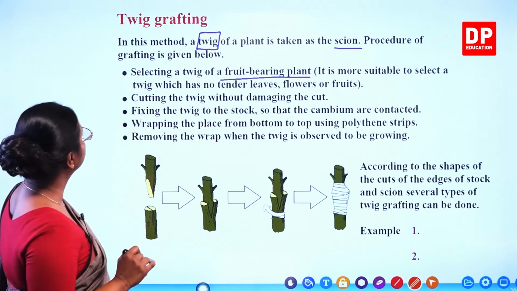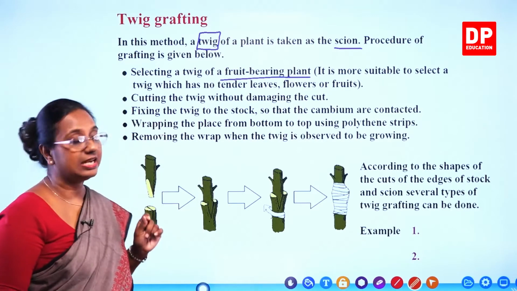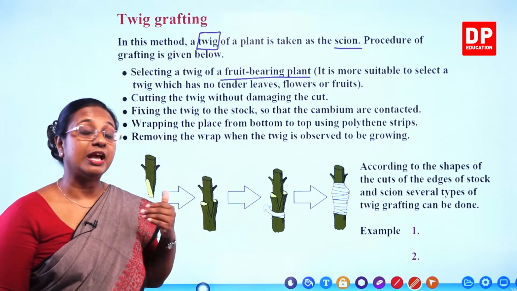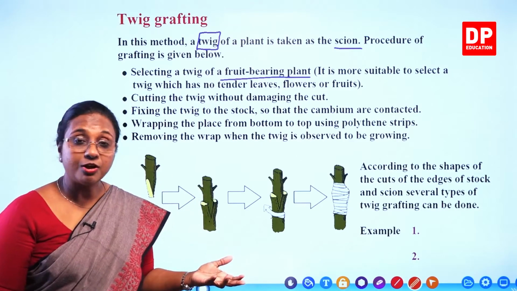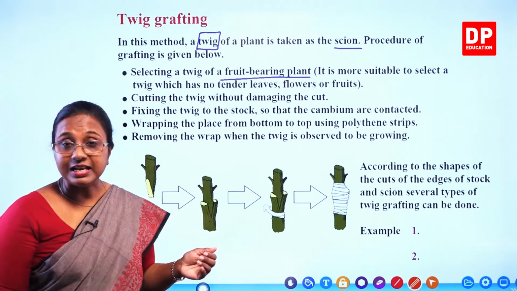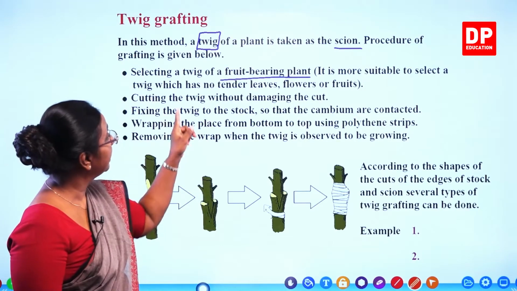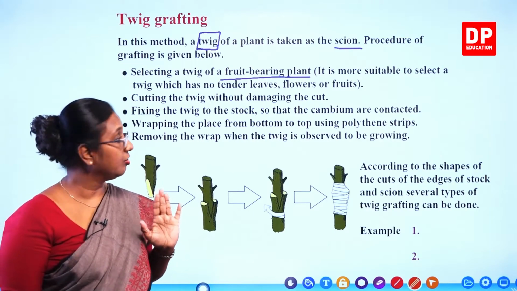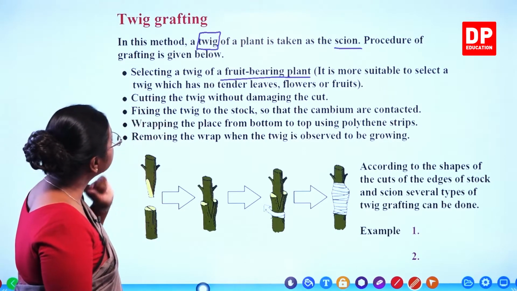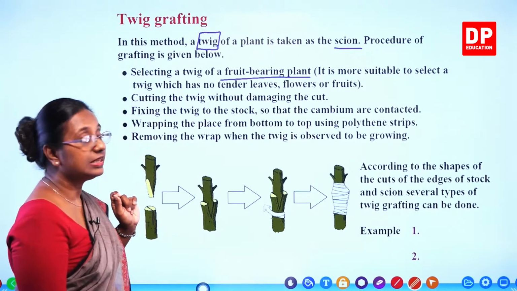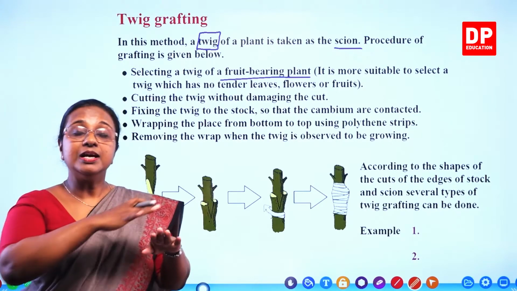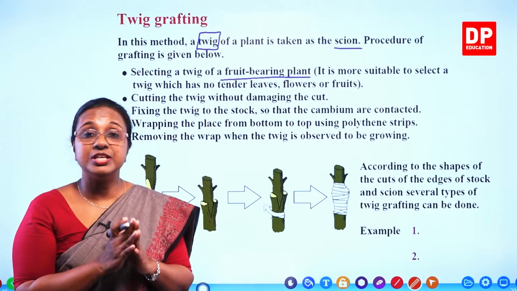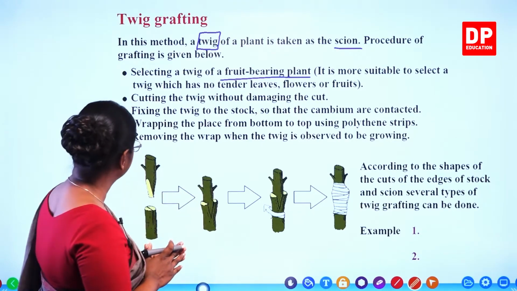It is more suitable to select a twig which has no tender leaves, flowers or fruits. We have been discussing this before also. You can remember, students, even when rooting of stem cuttings or even layering, we normally choose a twig that does not have tender leaves, flowers or fruits. I explained that to you all before also. Cutting the twig without damaging the cut. So when you cut the twig, the cut surface should not be damaged. The tissues in the cut surface should not be damaged.